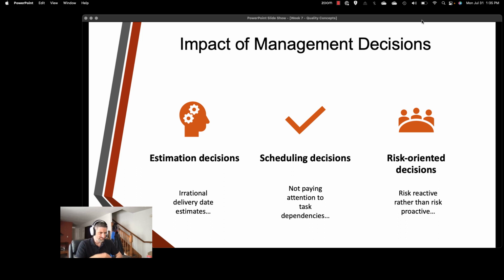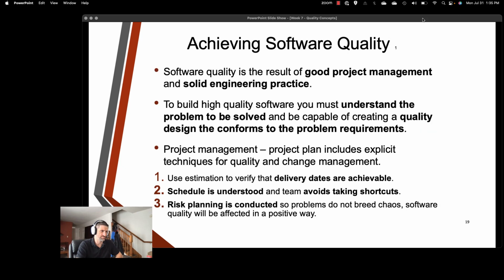Scheduling decisions: failing to pay attention to task dependencies when creating the project schedule. And risk-oriented decisions: reacting to each crisis rather than proactively preparing for the risks is going to lead to serious problems.